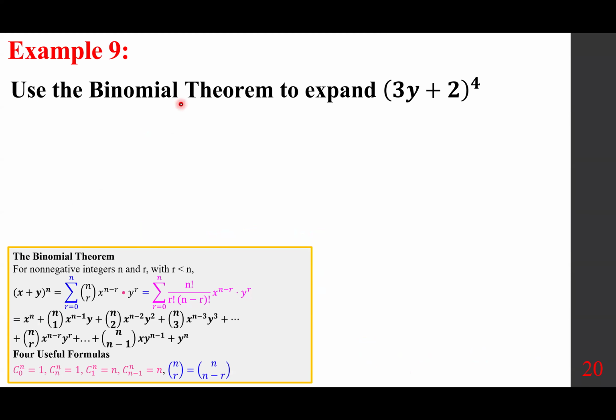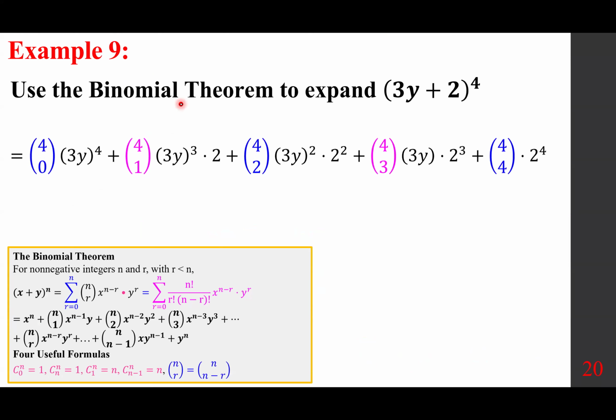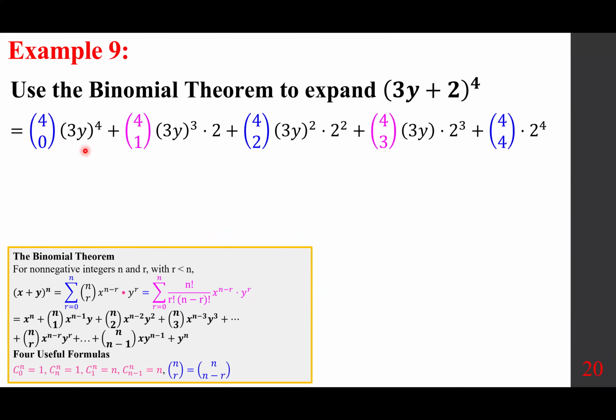Use the binomial theorem to expand this. This is a simple case. 4, 0, 3y to the power of 4. You don't even have to write that. This is 1, 4, 1, 3y cubed, 2 to the power of 1, 4, 2, 3y squared, 2 to the power of 2, and so on and so forth. We should know this is 1. We should know this is 4. And this is 1. We should know this is also 4.